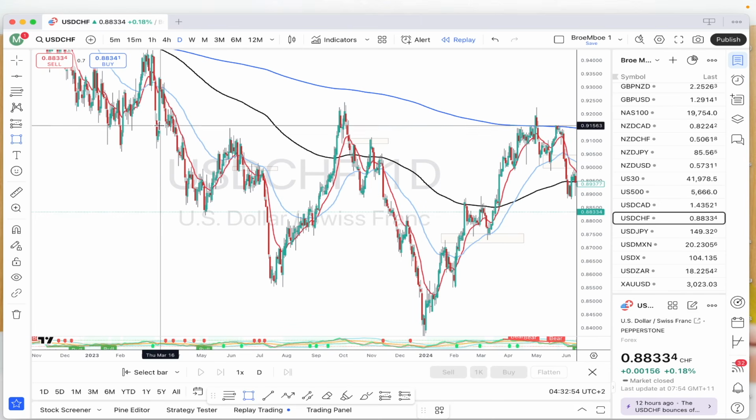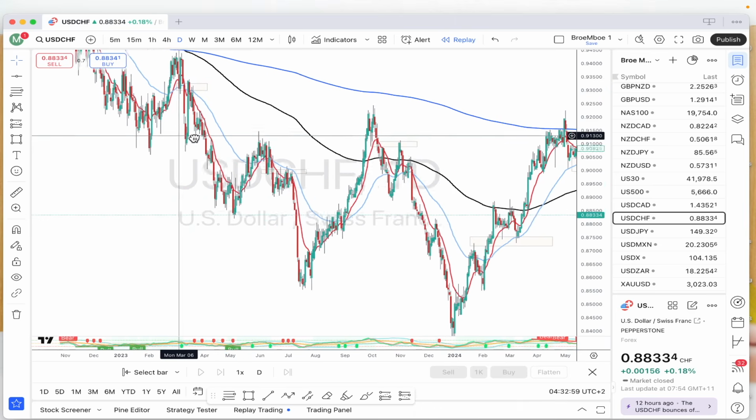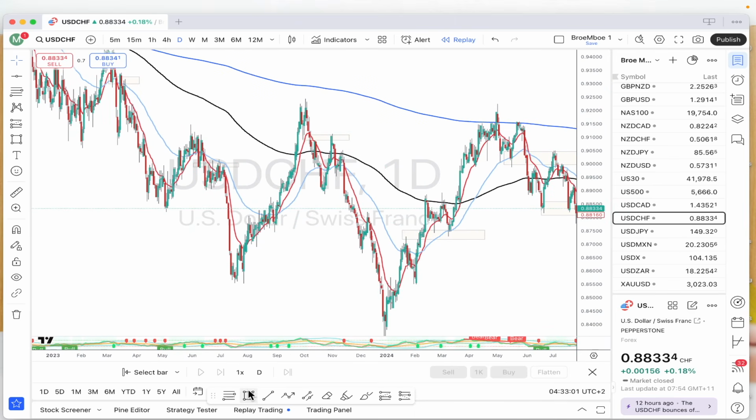Setups right there. This is D1. So imagine if you catch this on D1, and imagine if you catch it on W1. That's how good these setups are.